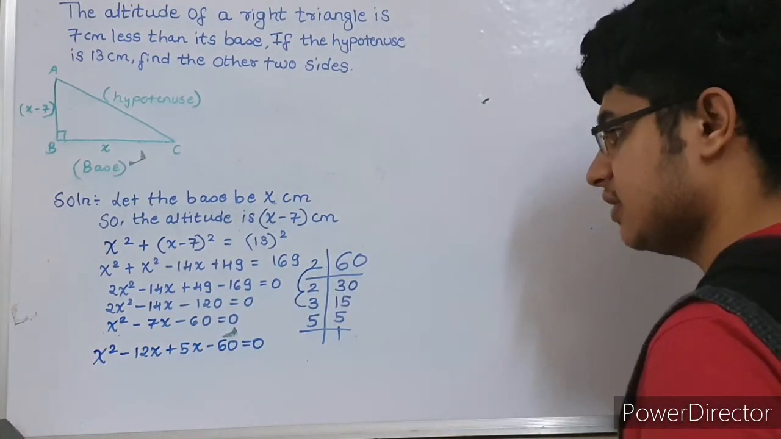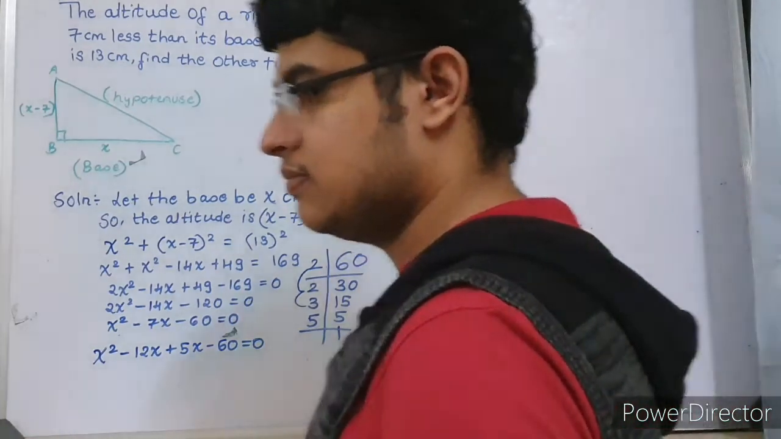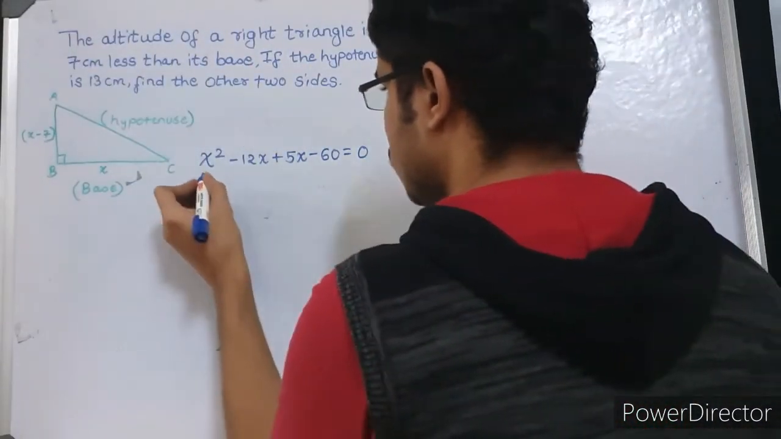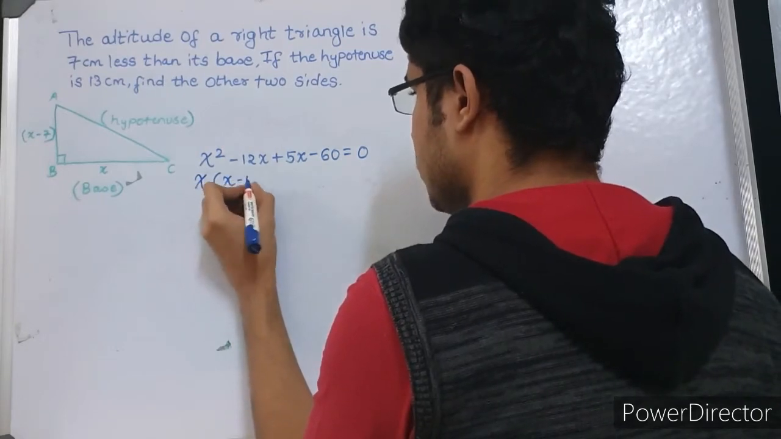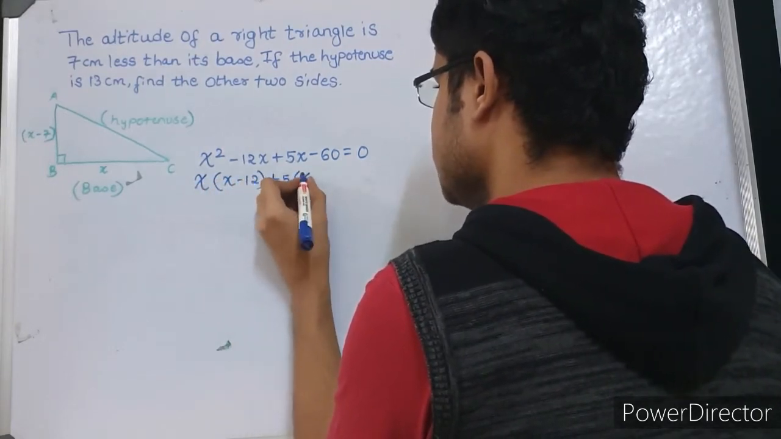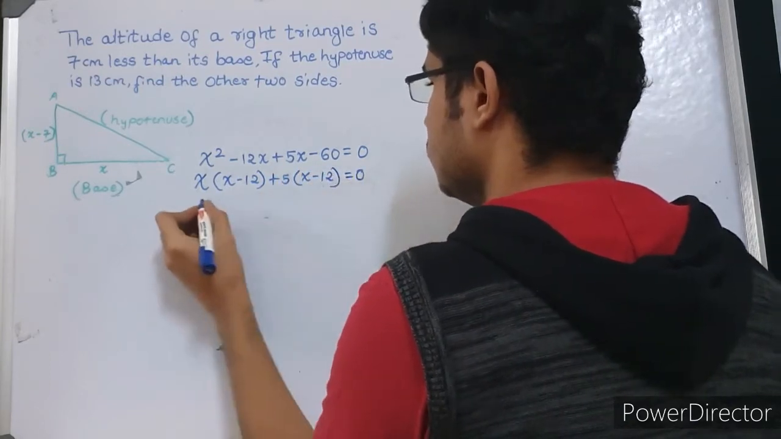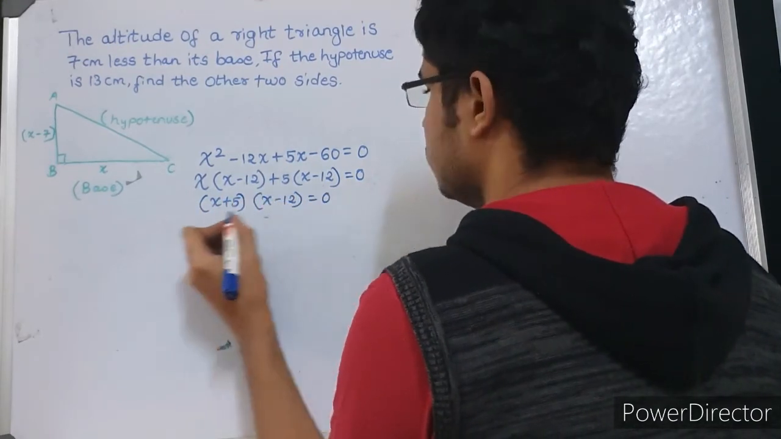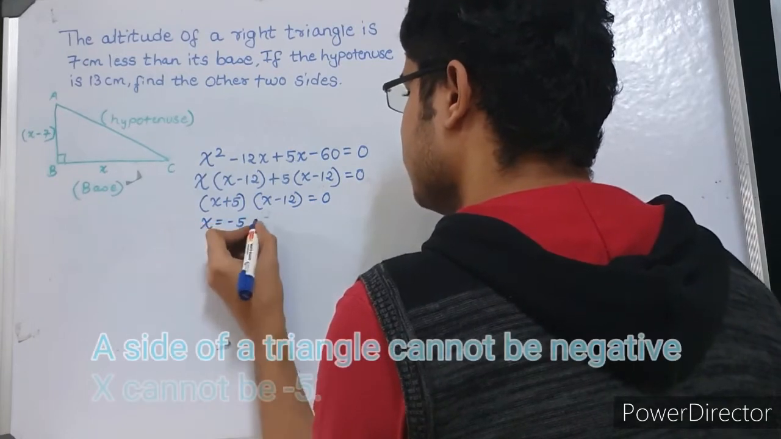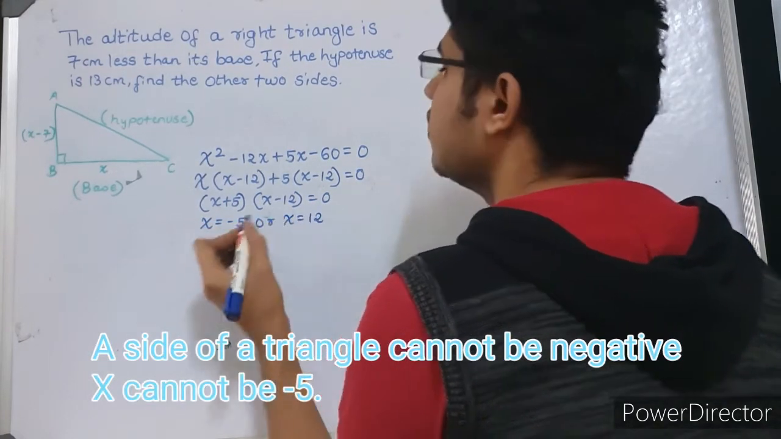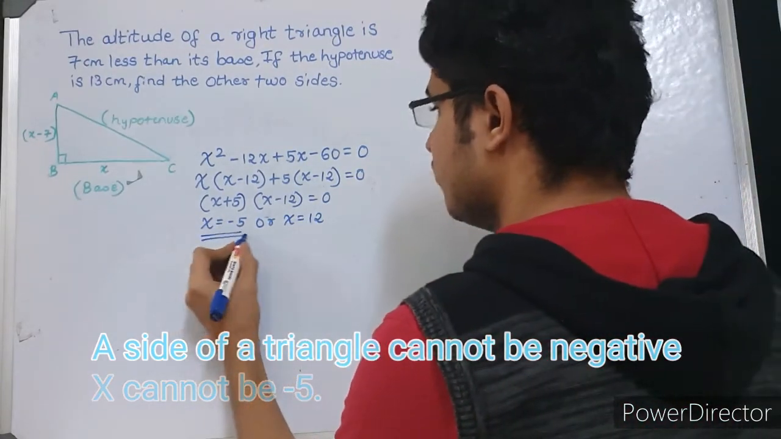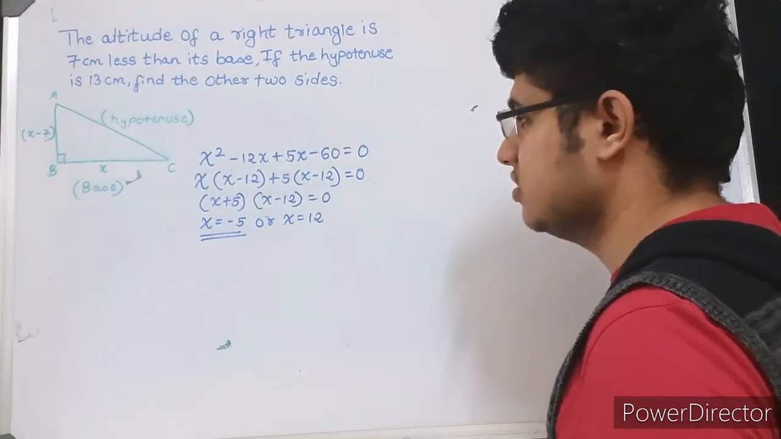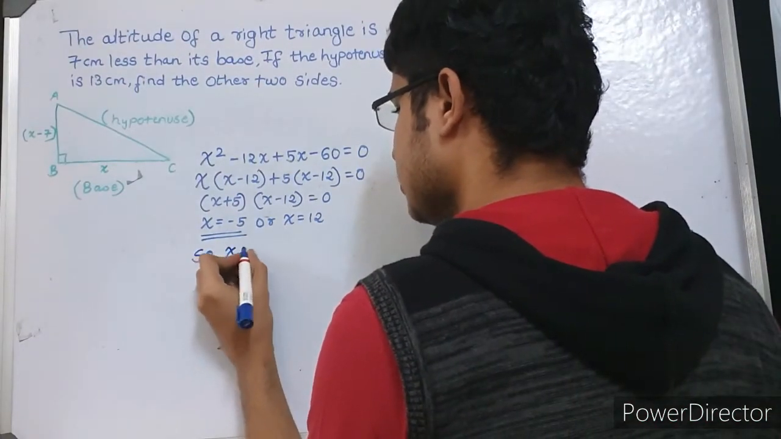So now I have to just take the common terms together. So I have got the factors. Now I will take the common terms. That is x into x minus 12 plus 5 into x minus 12 is equal to 0. So x plus 5 into x minus 12 is equal to 0. That will give me x is equal to minus 5 or x is equal to 12. I've got two solutions, but can I take x is equal to minus 5? No, because a side of a triangle cannot be negative. Negative is something that we cannot count or measure. So x is equal to 12.